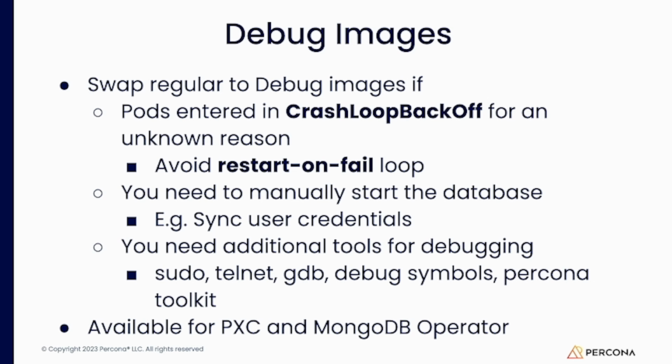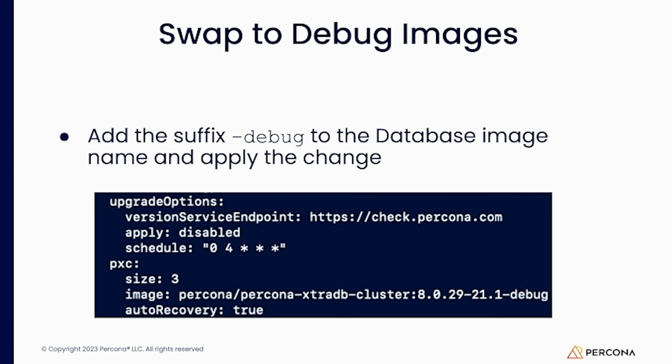As I said, if you need additional tools for debugging, it has Telnet, GDB, debug symbols, and the Percona Toolkit. Right? This debug image is available for the PXC and the MongoDB operator. And switching is really straightforward, to be honest. You have to add the -debug suffix to the image name. You can see there in the PXC section, you have the image, you add the -debug, and that will restart the pods.